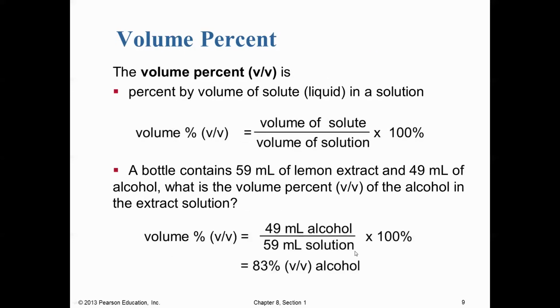We also have what's known as volume percent. And this is calculated in a very similar way, except it's going to be volume of solute over volume of solution. We have the example here. We have a bottle that contains 59 milliliters of lemon extract, and 49 milliliters of that extract are composed of alcohol. What is the volume percent of alcohol in the solution? So our volume of solute over our total volume of solution times 100 gives us 83% volume of alcohol.